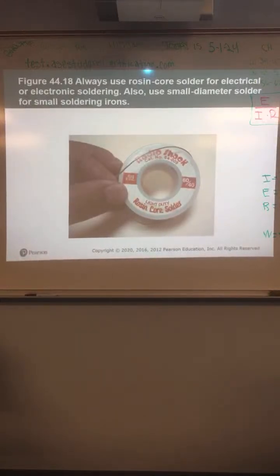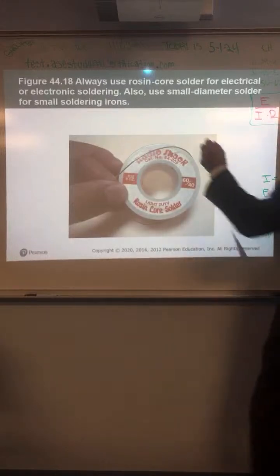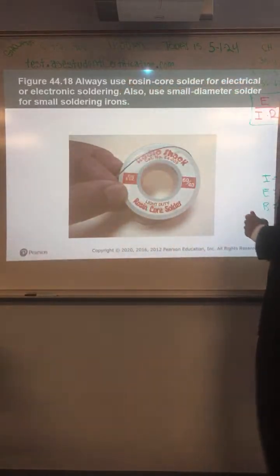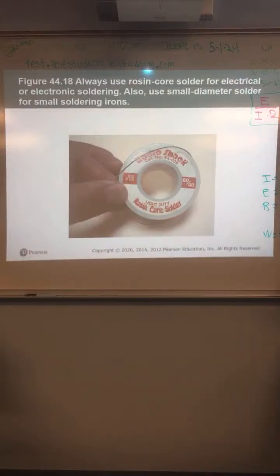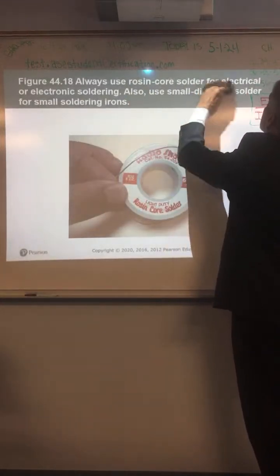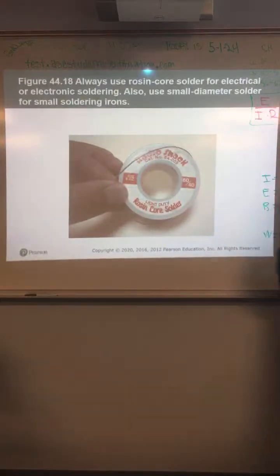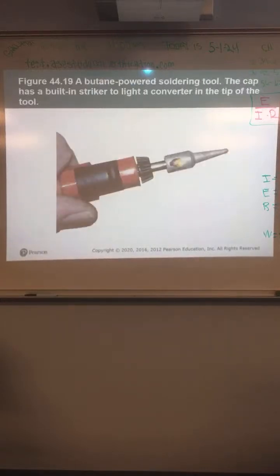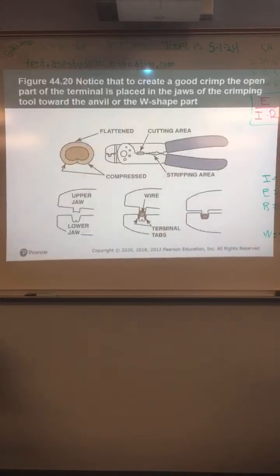Solder for automotive is rosin core. There may be something on the test about that, so make sure you don't mess that up. Always use rosin core solder for electrical or electronic soldering, okay? They do make what's called an acid core. That's more for plumbing type of stuff, if you're going to put a couple of pipes together. Okay, rosin core is what you want. We have a butane powered soldering iron here, and wire tools here.